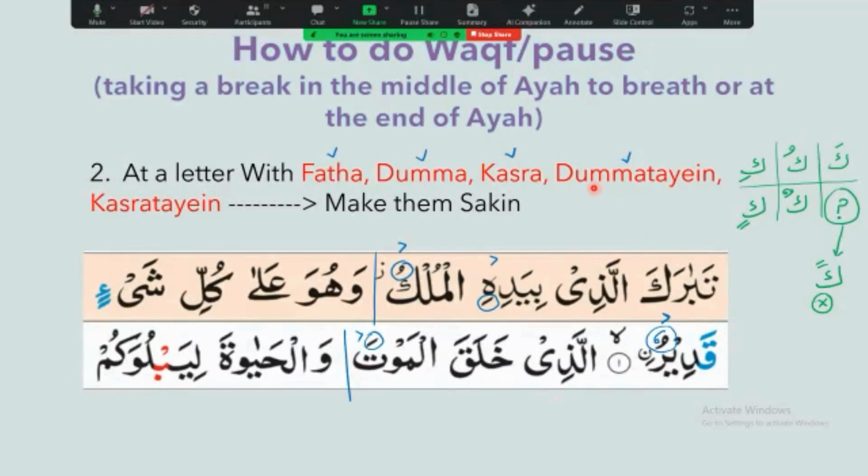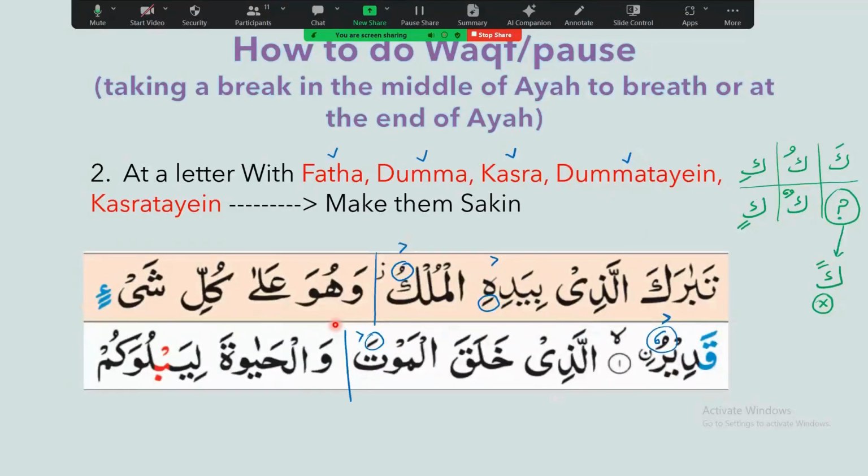Okay, so the next is dhammatain. Here at this word, there is a dhammatain on qadirun. So we will say, wa huwa ala kulli shay'in qadir. I change the ra dhammatain with ra sakin on it, okay?